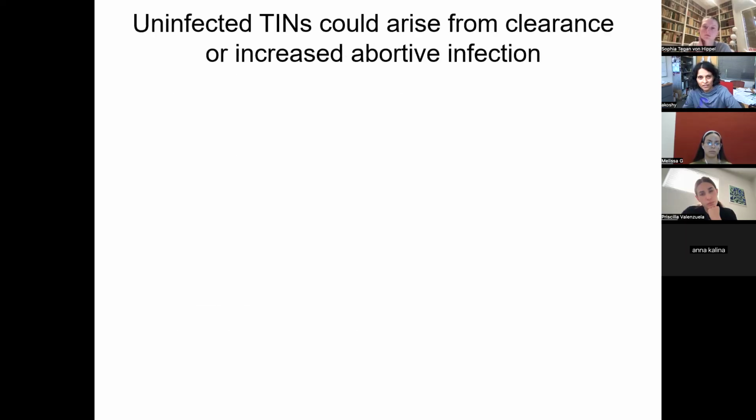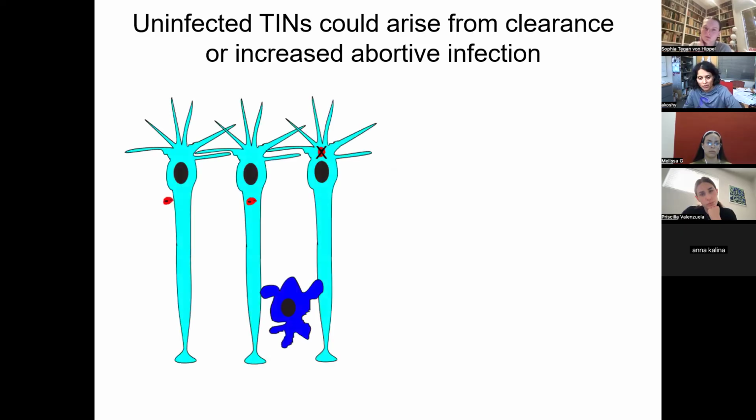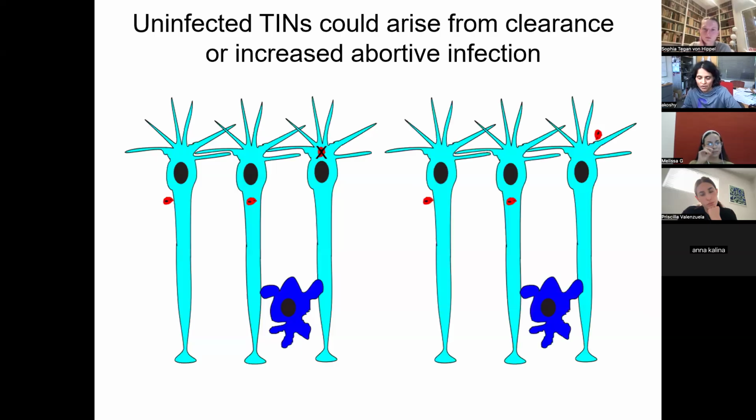Okay, so uninfected, injected neurons could arise from clearance or increased abortive infection, right? That's the simplest idea, which is not supposed to happen. Or you could have that, in the setting of immune interferon gamma, which is the major cytokine that drives protection from Toxoplasma, instead of invading, you just get a bunch more injection, right? We can't distinguish between the two.